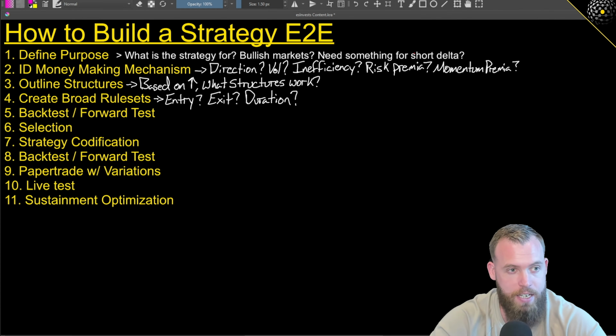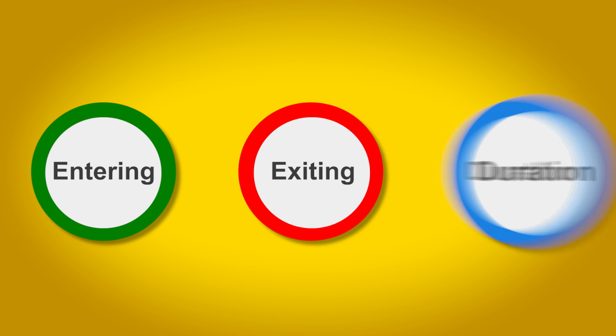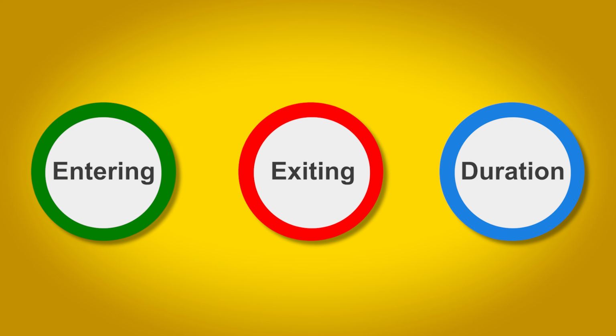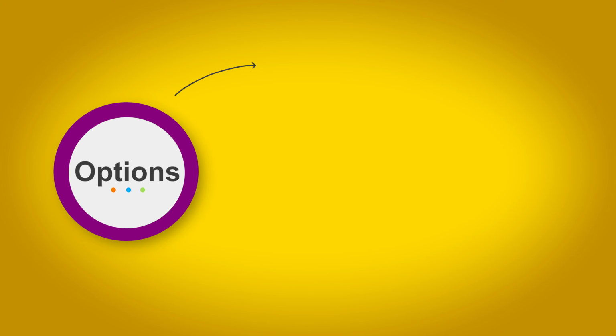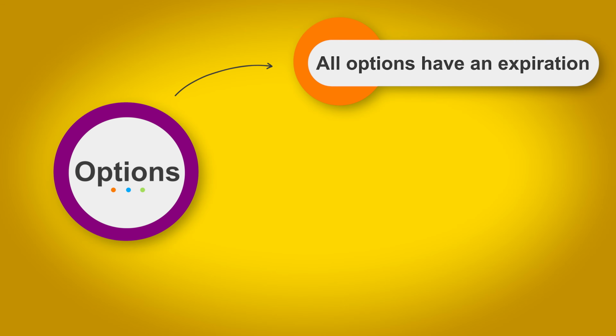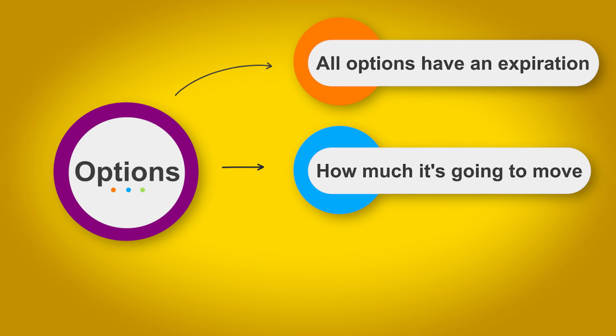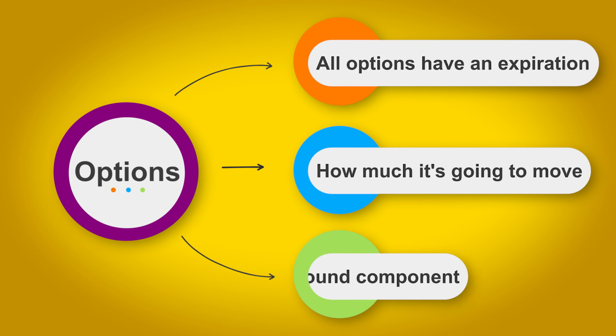So based on this idea of we want to trade something directionally to the upside, what are the rules that we want to apply on entering the trade, exiting the trade, and then how long are we looking to hold these trades? Again, if you trade options, guess what? You don't have the luxury of just picking a direction. All options have an expiration. So not only do you need to pick a direction, you also need to understand the severity, how much it's going to move, or have an idea on that. And then you also need to have a time-bound component.